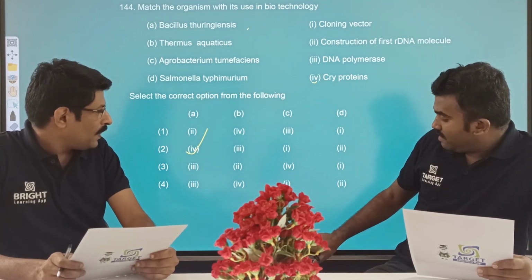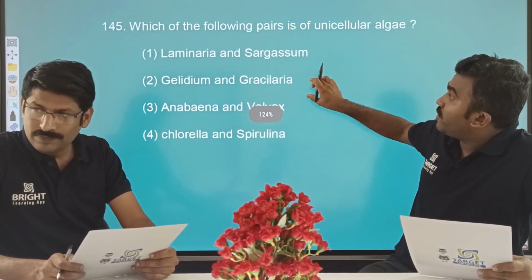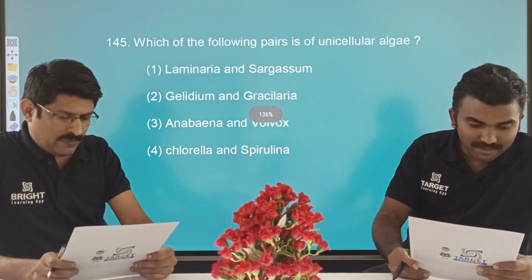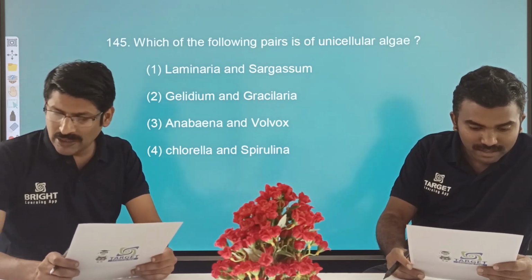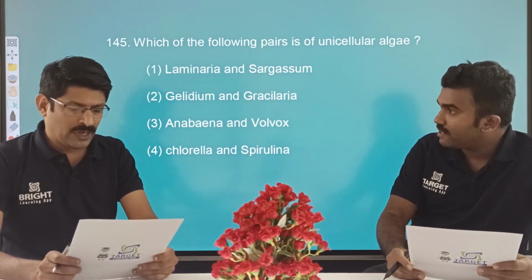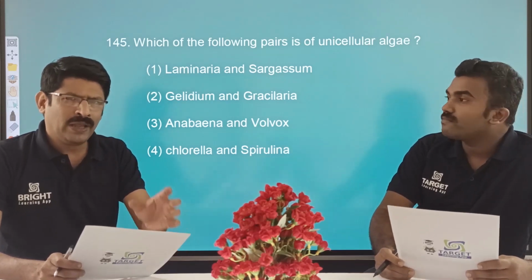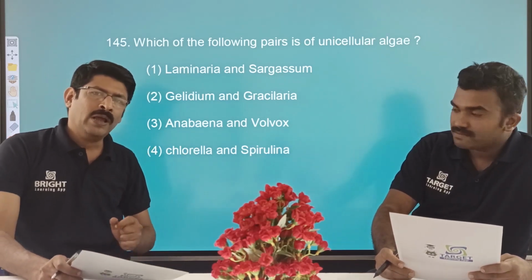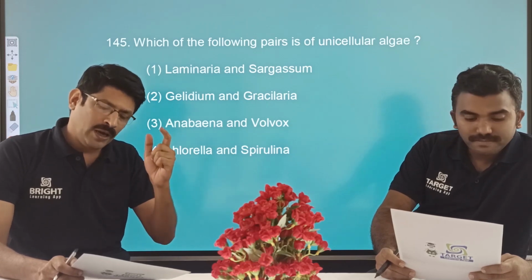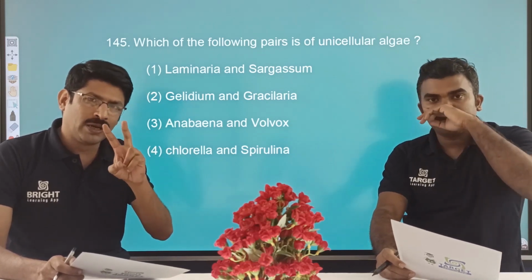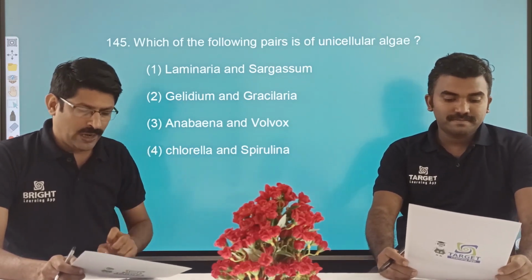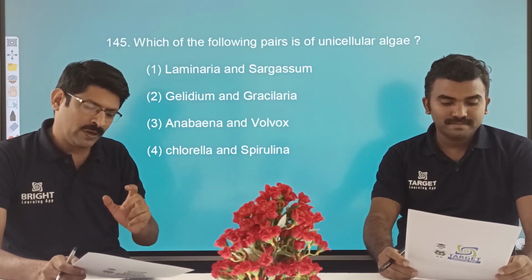Okay. Next question, from Biological Classification, related to the plant kingdom. Which of the following pairs is unicellular algae? Some students may have confusion. When algae are explained, two examples of unicellular algae are given, Chlamydomonas and Chlorella. Here Chlamydomonas is not given, but Chlorella is given.